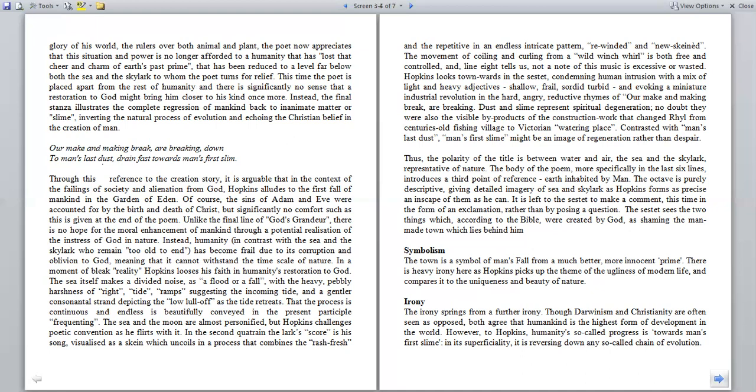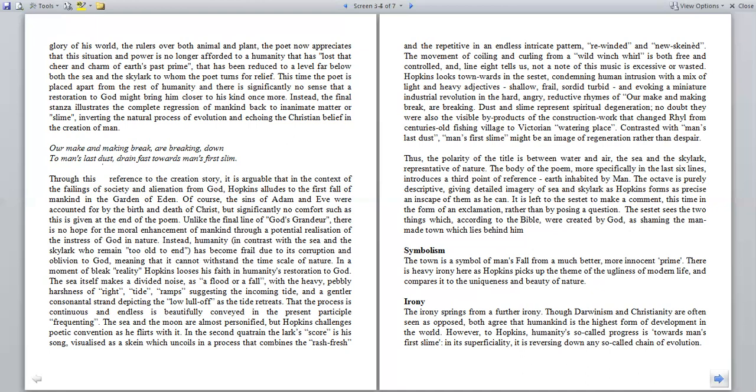In the second quatrain, the lark's score is his song, visualized as a skein which uncoils in a process that combines the rash phrase and the repetitive in an endless intricate pattern, "rewound and new-scheming". The movement of coiling and curling from a wild winged world is both free and controlled. And line 8 tells us not a note of this music is excessive or wasted.